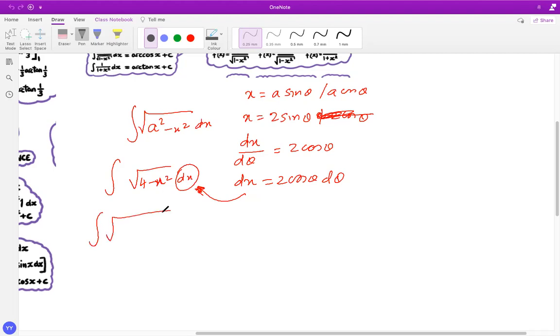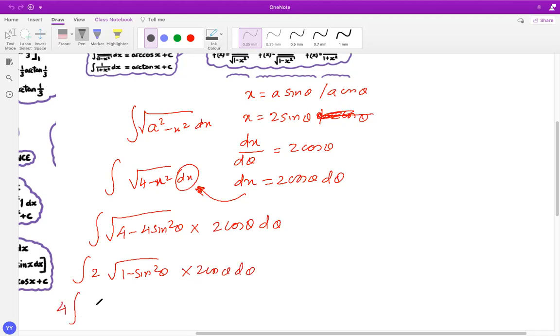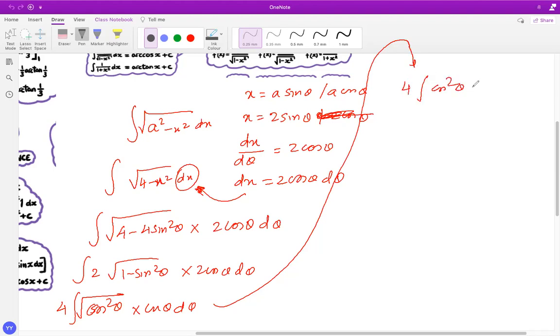So now you get root of 4 minus 4 sine square theta times 2 cos theta d theta. When you simplify this, it is 2 times root of 1 minus sine square theta times 2 cos theta d theta. So this can be written further as 4 times, since 1 minus sine square theta is cos square theta, the square root of this times cos theta d theta. As a result, what we get is 4 cos square theta d theta.